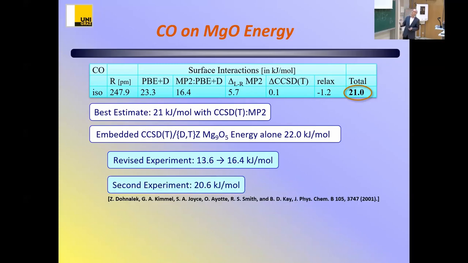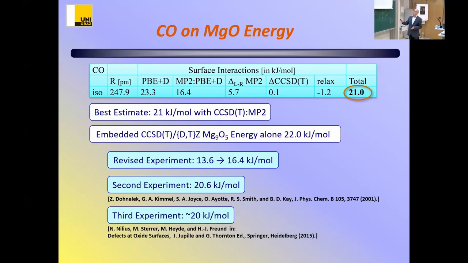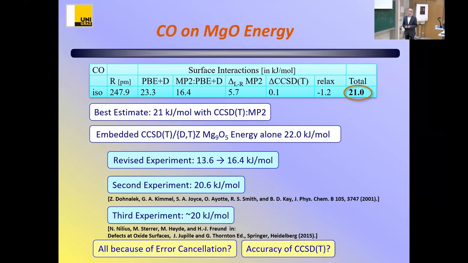This is where their refereeing system is really great. The referee said there's a second experiment, which was disregarded most of the time, and that's 20.6 kilojoule per mole. So this is actually very, very close. Then there was a third experiment, also about 20 kilojoule per mole, from the same group which did the first experiment, which confirmed this number.